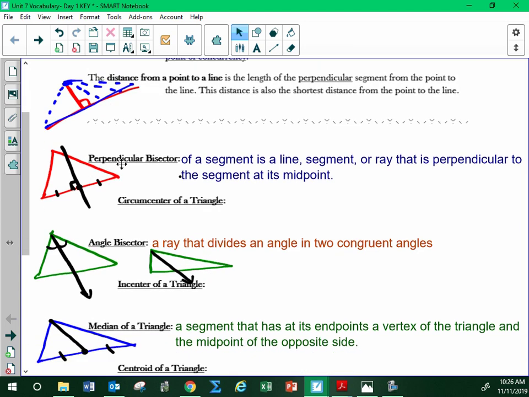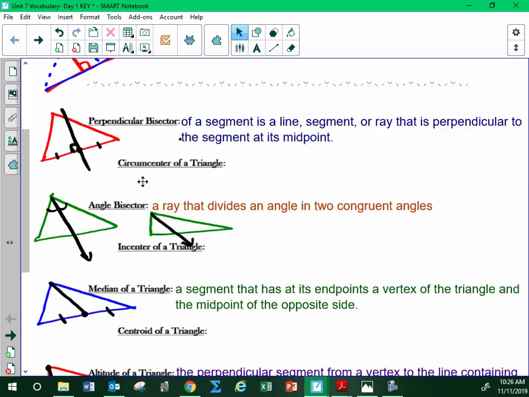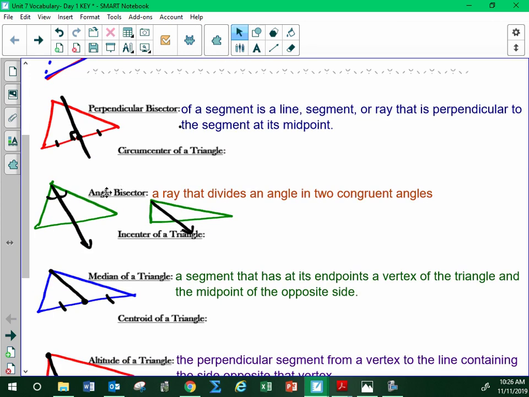Perpendicular bisectors are responsible for being perpendicular and bisecting. They're not responsible for anything else. They don't have to cut through the angle. They don't have to do anything with the angle. They just simply have to be perpendicular and go through the midpoint. Our angle bisector is only responsible for cutting the angle in half. It doesn't have to hit the midpoint on the other side. It only has to cut the angle in half. So make sure you know the distinction there.